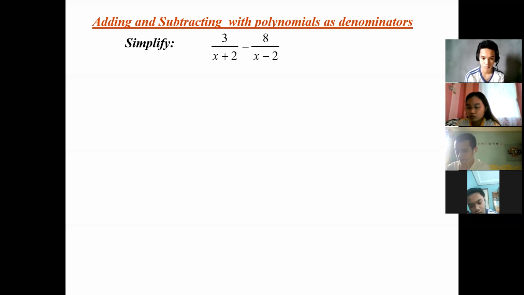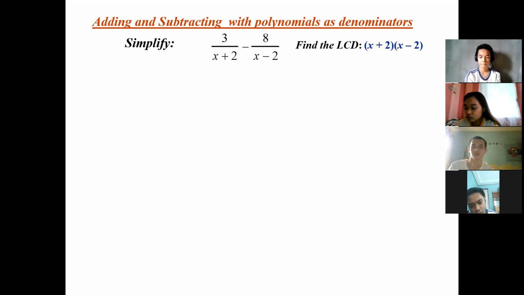The idea here, class, in finding the LCD of two polynomials is simply copying whatever polynomial is not common between the two terms being added or subtracted. In short, the LCD here is x plus 2 and x minus 2. Okay? So if you look at it, it's just simply combining the two denominators as one, having it as our LCD.